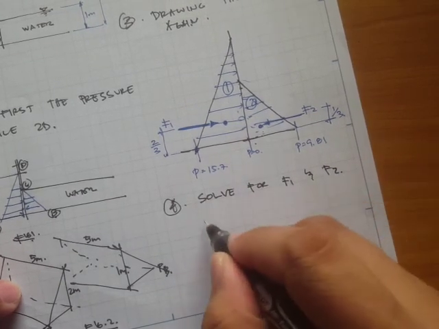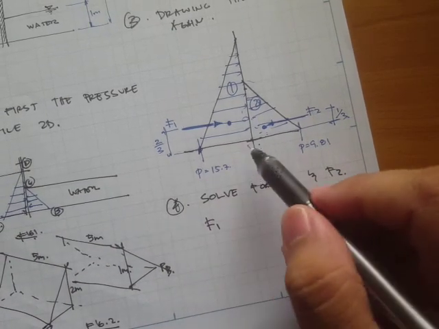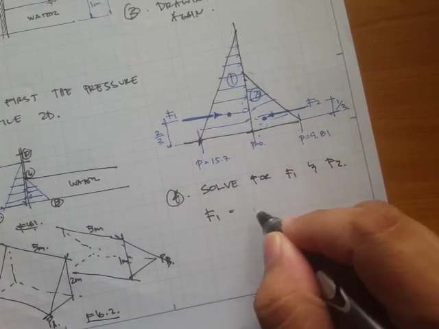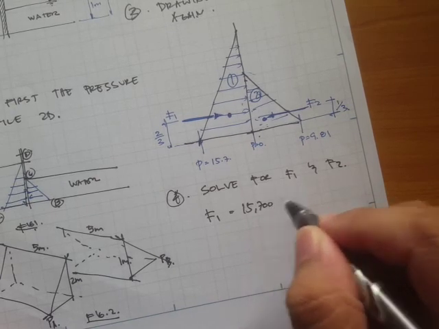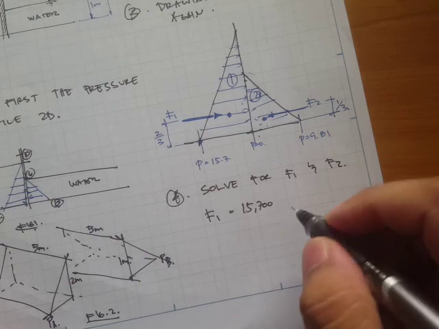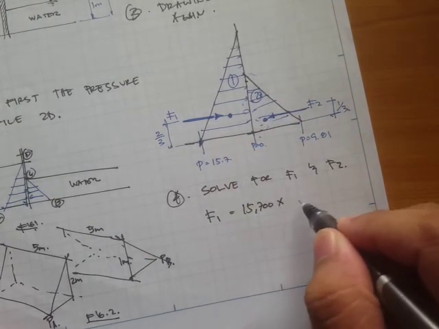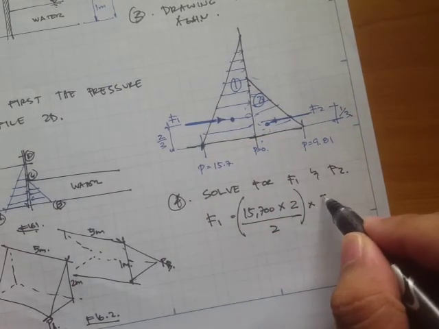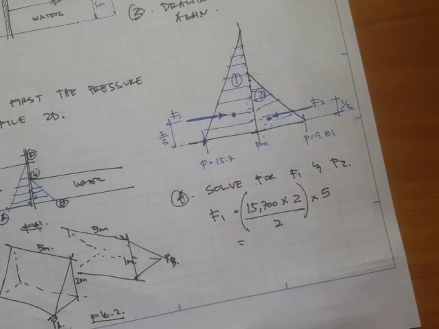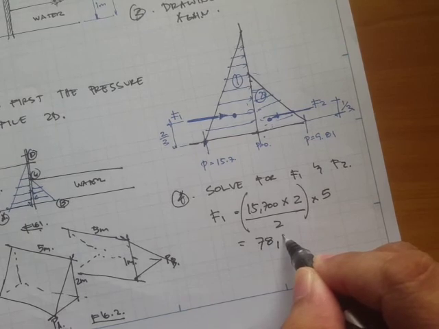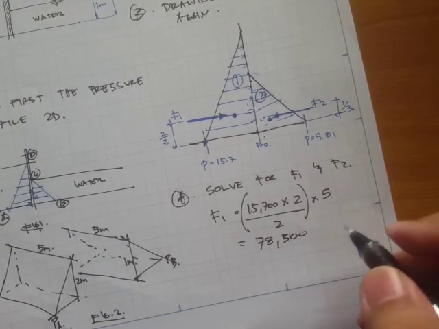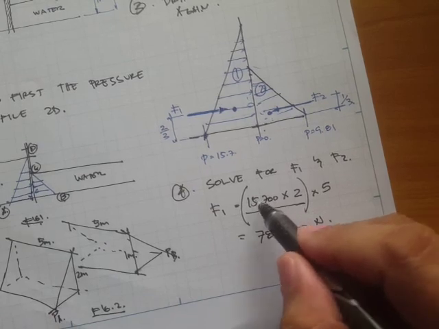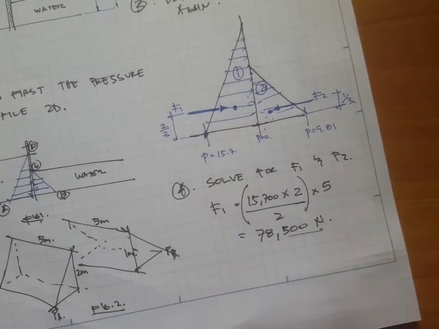Okay, so number 4, solve for F1 and F2. F1 is a triangular prism, so that's going to be 15,700 newtons per square meter times the height of 2, divided by 2 because it's a triangle, times 5, and that's 78,500 newtons.